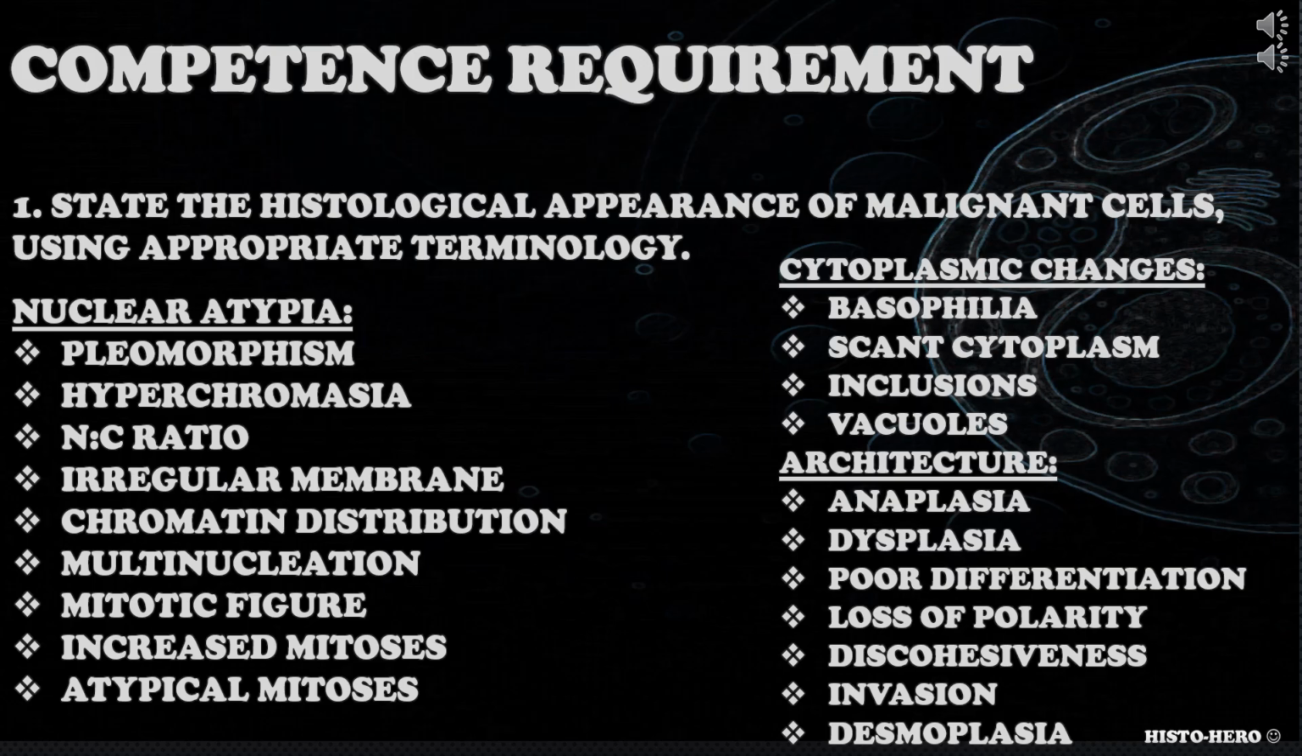Addressing this competence requirement, candidate could consider nuclear atypia like pleomorphism, size and shape variation, hyperchromasia dark staining, nuclear to cytoplasmic ratio or mitosis, cytoplasmic changes like basophilia, scant cytoplasm, presence of inclusions or vacuoles, architecture and anaplasia cells appearing primitive, dysplasia, poor differentiation, loss of polarity, discohesiveness and cell mobility, invasion, necrosis and desmoplasia.